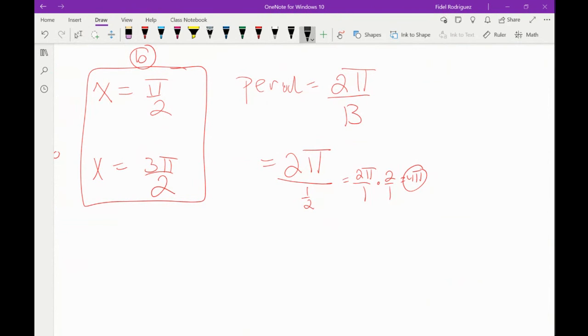So my answer for part A is going to be x equals pi over 2 plus 4 pi times n, and x equals 3 pi over 2 plus 4 pi times n, because that's what my period is going to be.